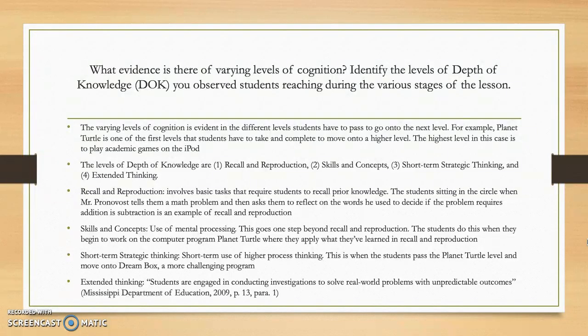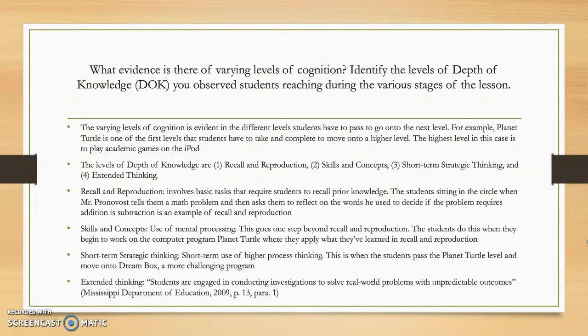The skills and concepts level mostly is a use of mental processing. This goes one step beyond recall and reproduction. The students do this when they begin to work on the computer program Planet Turtle, where they apply what they've learned in recall and reproduction. So they need to first do recall and reproduction in order to do skills and concepts.